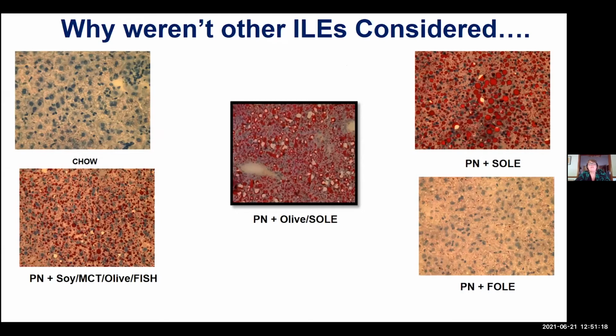So why weren't other lipid emulsions considered? Well, actually, they were. We stumbled onto fish oil first, so that's what we stuck with. But we also imported all the different products that were available in Europe during this time and repeated the same series of experiments with the mixed oil lipid emulsions, whether it be the soy MCT olive and fish or the olive oil soybean oil emulsion. And we saw that the liver disease was very similar to what we saw with the pure soybean oil lipid emulsion, so we stuck with fish oil.